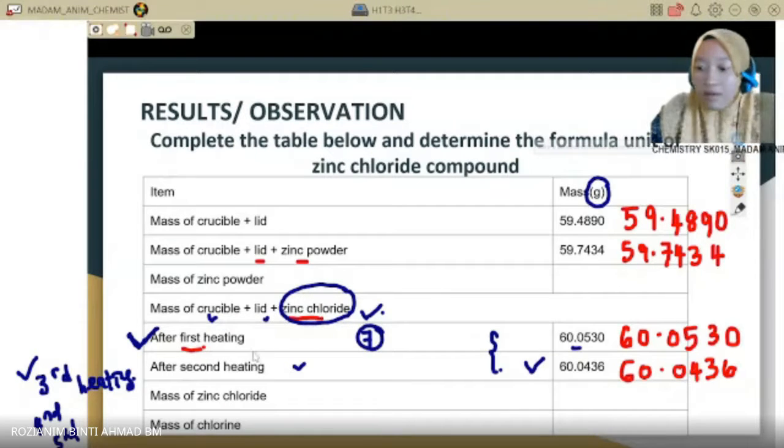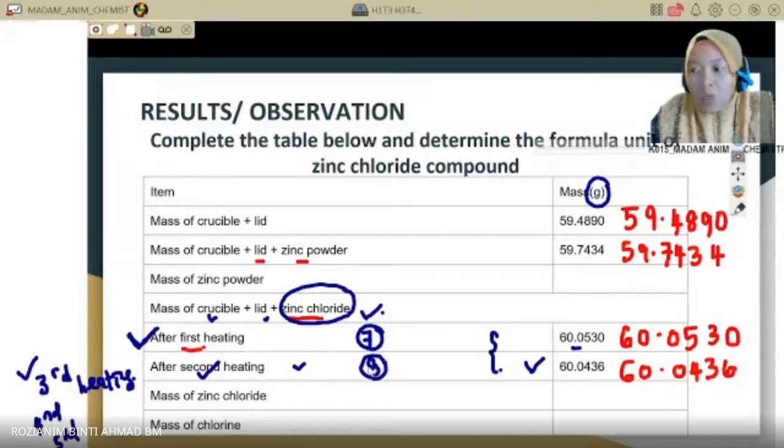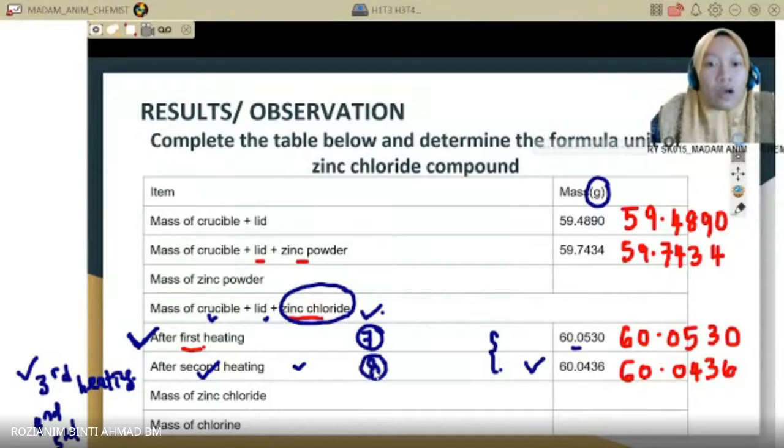Okay. And the procedure number 8, reheat, bermaksud data nombor kedua. Maksudnya sekarang, the second heating belong to the procedure number 8. Reheat, cooling again and record the mass.